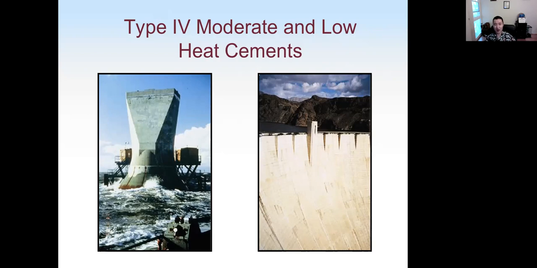If the temperature is too high, it will cause a lot of problems, including flash set, and the strength may also be reduced. Also, a big temperature difference between inside and outside of the concrete may cause the concrete to crack. So if we use type 4 cement, we can reduce the temperature gradient and reduce the potential for flash set. We're going to talk about that more in future lectures.